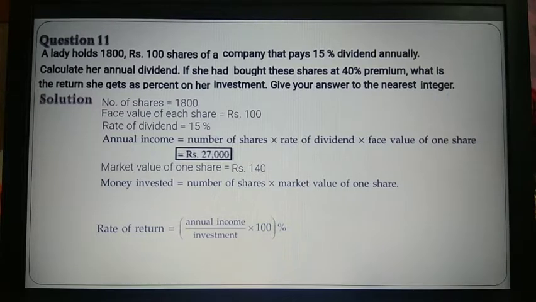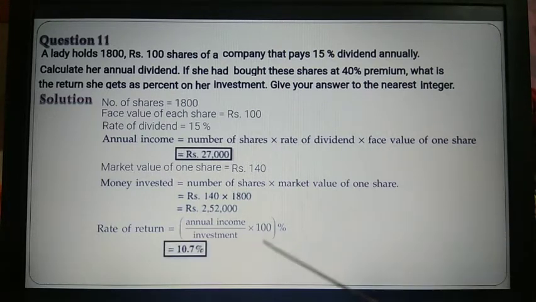We have the number of shares given, which is 1800, and the market value of one share is rupees 140. If I put in the values of number of shares and market value, it will be equal to this much, that is 2,52,000 will be my money invested. Now let us put the value of annual income and investment and find the rate of return. My rate of return turns out to be 10.7%.